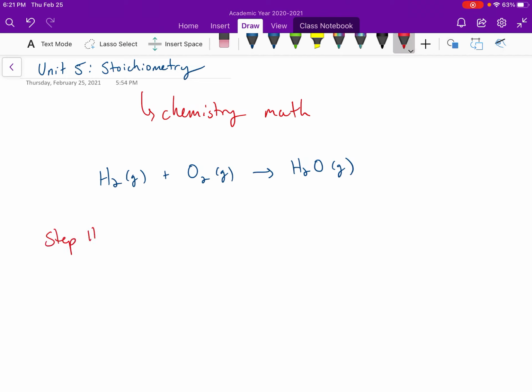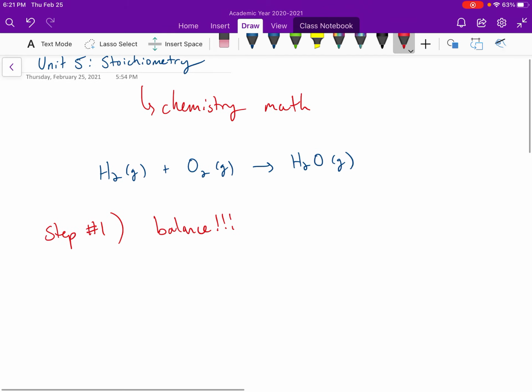And I'm going to call this step number 1. And I hope you are saying balance the equation. That is the most important thing we can do here. And you're going to see why very, very shortly. But, okay, balancing the equation is huge. So we go 2 and 2.